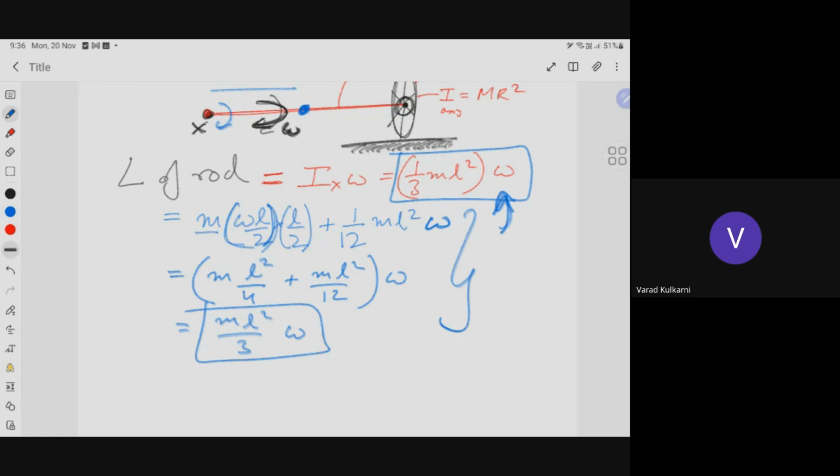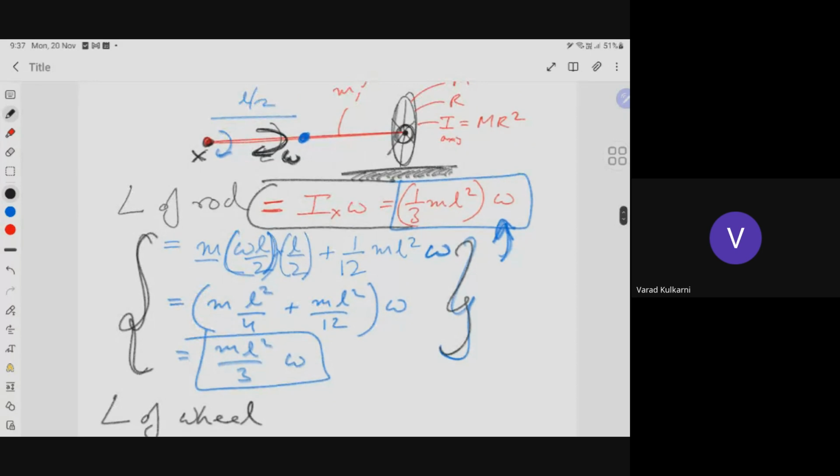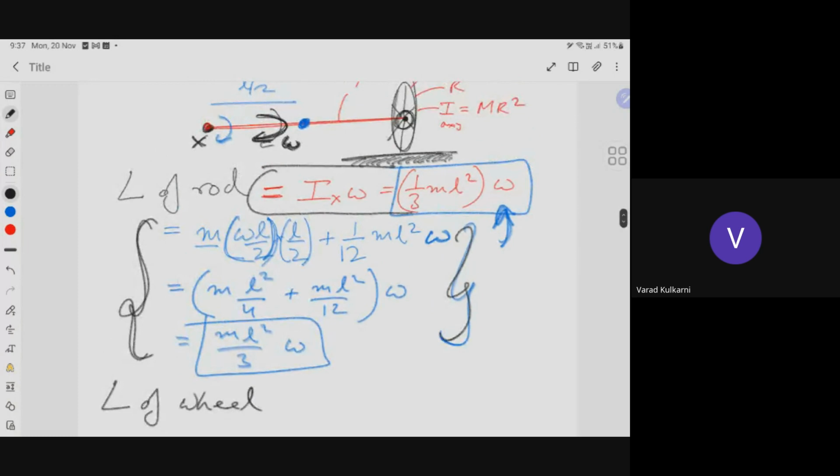Now what about the wheel? Who can say the L of the wheel? Guys, anybody any doubt on this L of this? How did we do either this or this part, any doubt? Take a snapshot of this window because today we are just doing how to calculate angular momentum. Next we'll do how to use angular momentum, conservation of angular momentum. Today we are just calculating angular momentum.